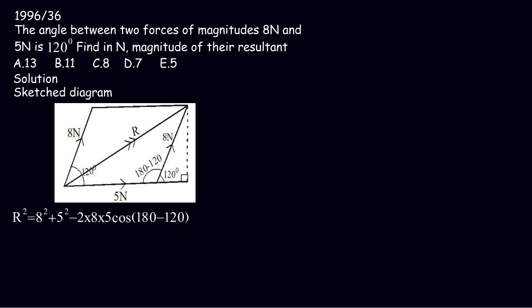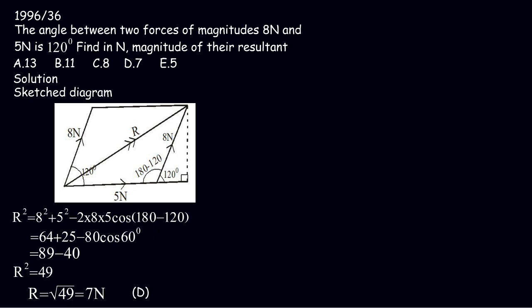Doing so, R squared will be equal to 8 squared plus 5 squared minus 2 times 8 times 5 cos in bracket 180 minus 120, which will be equal to 64 plus 25 minus 80 cos 60, which will be equal to 89 minus 40. So therefore R squared is equal to 49, and R will be equal to the square root of 49, which is equal to 7 Newton, and our correct option is D.